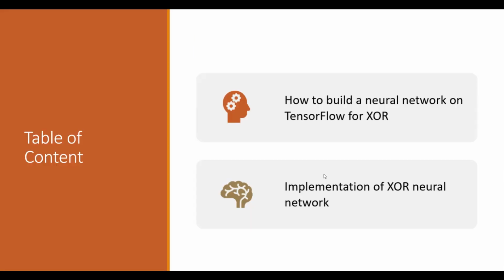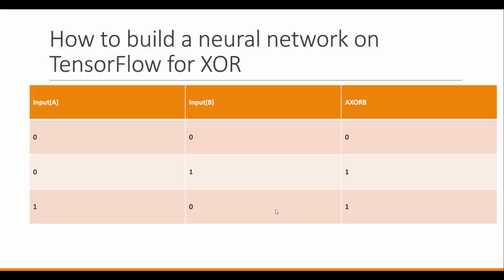First we will discuss how to build a neural network on TensorFlow for XOR, and we will also discuss the truth table, and next we will discuss the implementation of the XOR neural network. Before starting with XOR implementation in TensorFlow, let us see the XOR table values. First we will discuss what is XOR. XOR is known as exclusive OR, which equates two binary numbers bitwise, that is 0 and 1.